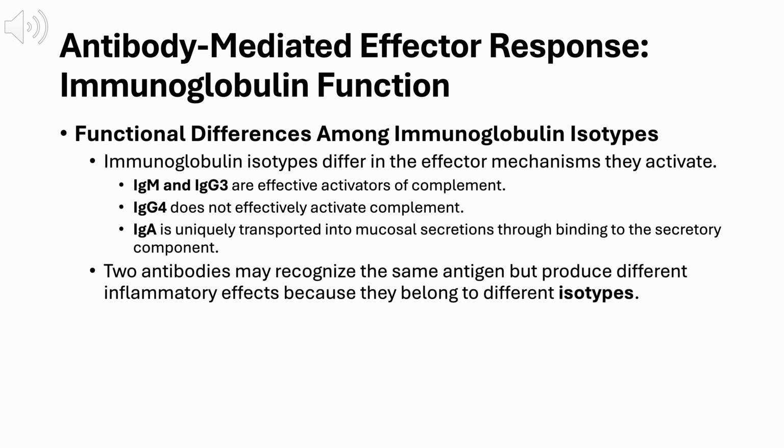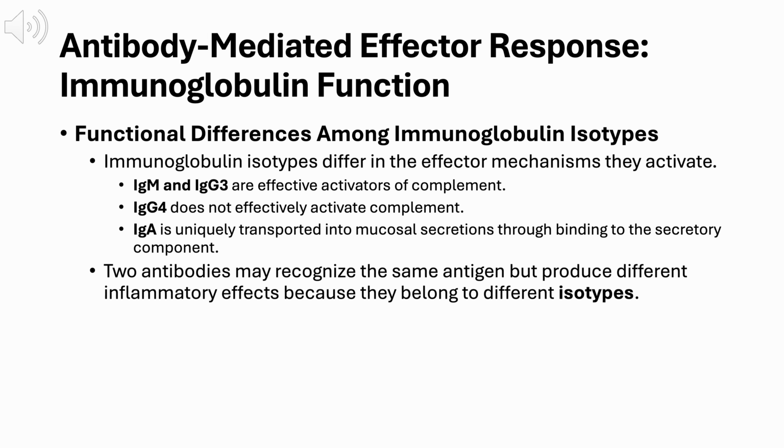Let's turn that structural insight into a functional principle. Immunoglobulin isotypes differ in the effector mechanisms they activate. The Fc region, remember, does the work, and each isotype's Fc behaves differently. Consider complement. IgM and IgG3 are effective activators of complement, whereas IgG4 does not effectively activate it at all, so switching class can switch inflammation on or off. Consider transport. IgA is uniquely carried into mucosal secretions through its binding to the secretory component. That's what puts protective antibody into tears and other surface fluids.